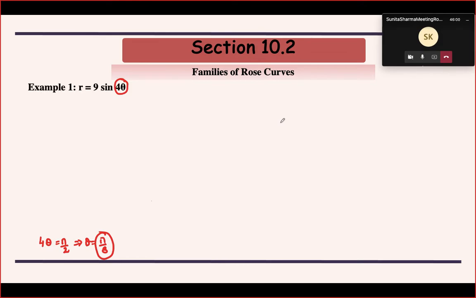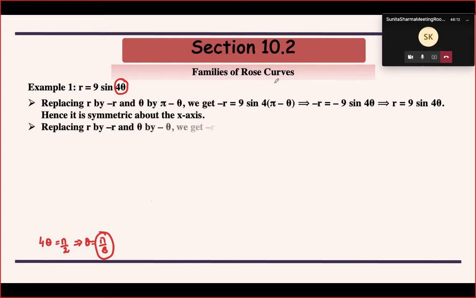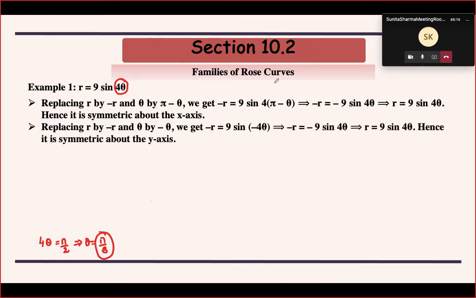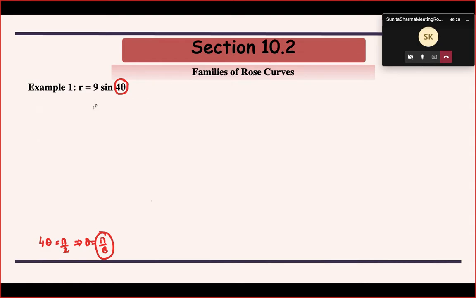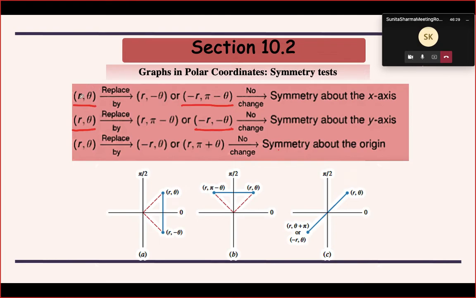So this is the other type of graphs which are going to give us rose curves. These functions are said to have rose curves when we sketch the graph. So firstly we are checking for symmetries. Here the first kind of symmetry is achieved by checking the condition which I have just stated: replace r with minus r, theta with pi minus theta.